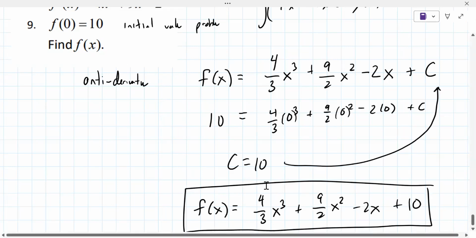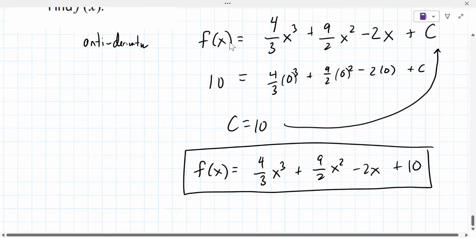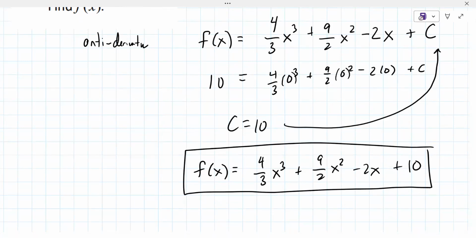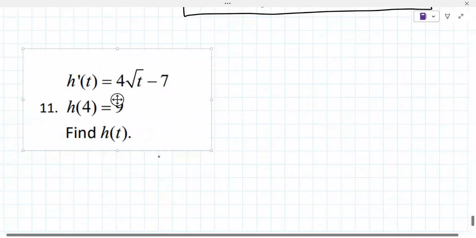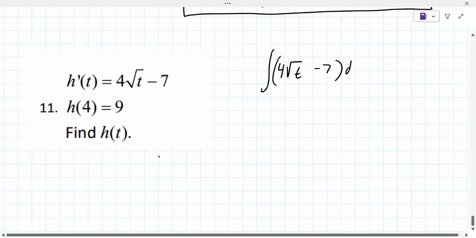Anyway, I'm not going to give you the why here. This is the mechanics of what to do. Okay. All right. So 11 is really similar, because you are finding the antiderivative, the integral. So I'd like you to try to find the integral, the antiderivative, of this.